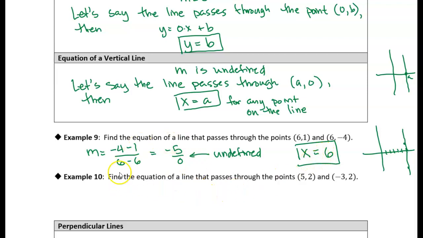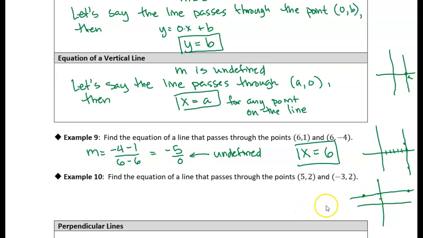All right, so let's take a look at this next one. In this case, we've got 2 points: the line passes through the points (5, 2) and (-3, 2). You might notice that both of those points have the same y-coordinate, right? So if we go up to 2, we have maybe (-3, 2), and then (5, 2) would be over here. And if you tried to graph it, you'd notice that it is a horizontal line.